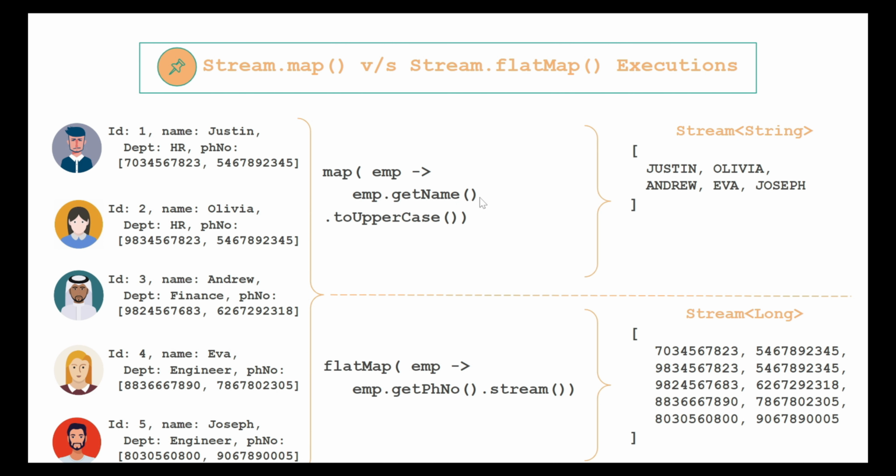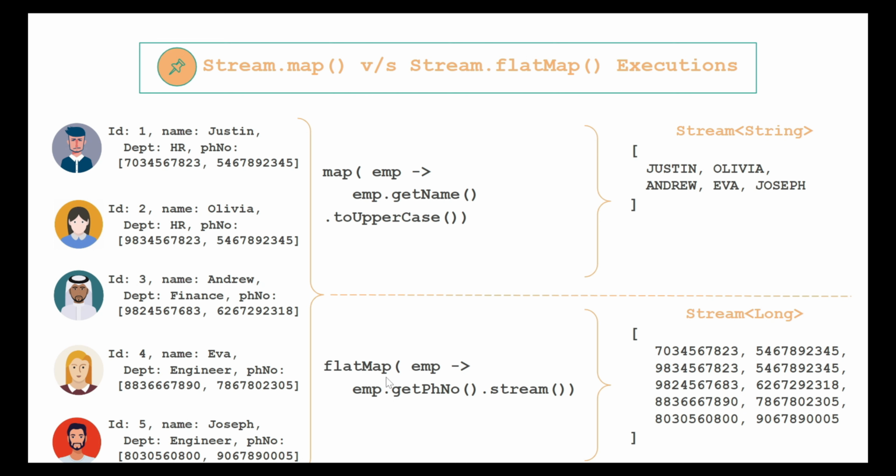And the final output we have is a stream of strings. So each employee name is converted into capital case. So you can see here, passing a single name is producing a single name in uppercase. It means it is a one-to-one relationship or one-to-one mapping. Whereas in case of another use case, when we want to produce multiple values for each input value, then we have to go for flatMap. And as you can see in this flatMap, we are passing a list of phone numbers of each employee and converting them into a stream.